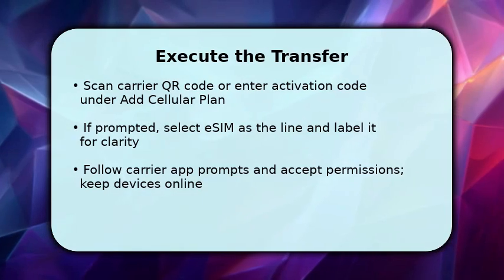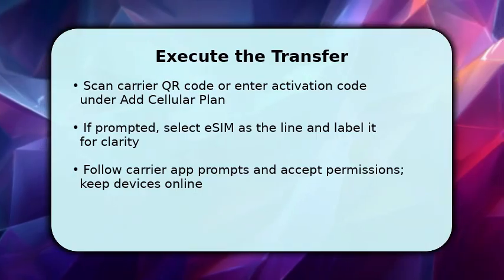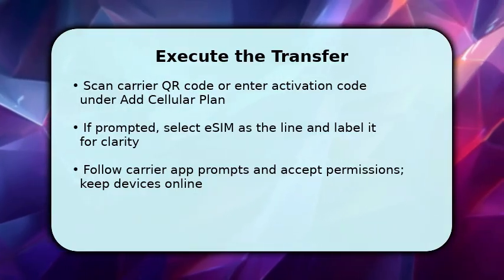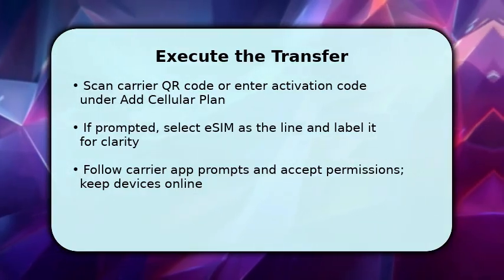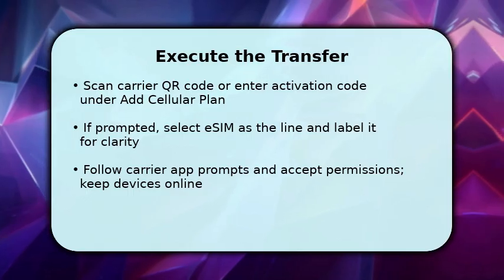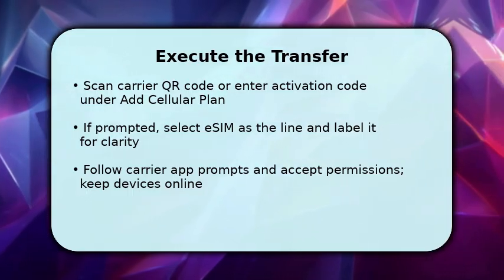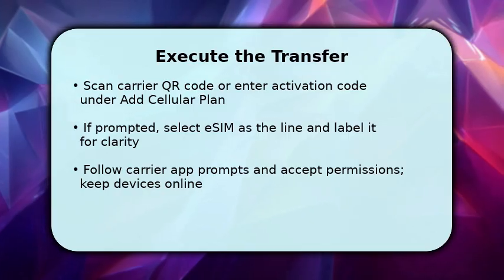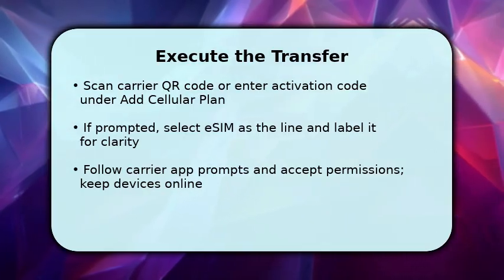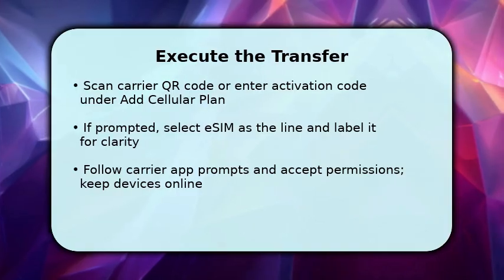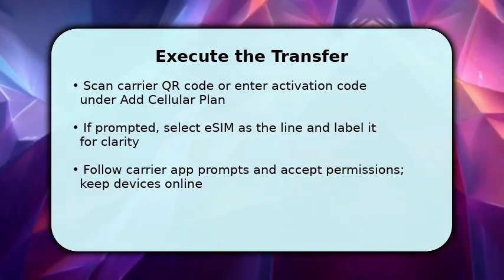Now you perform the central steps. Scan the carrier QR code or paste the activation code in Add Cellular Plan. If the carrier requires their app, open it and follow the guided transfer flow. You'll often grant permissions for cellular settings. Choose which eSIM slot or label the new line so you can identify it later.